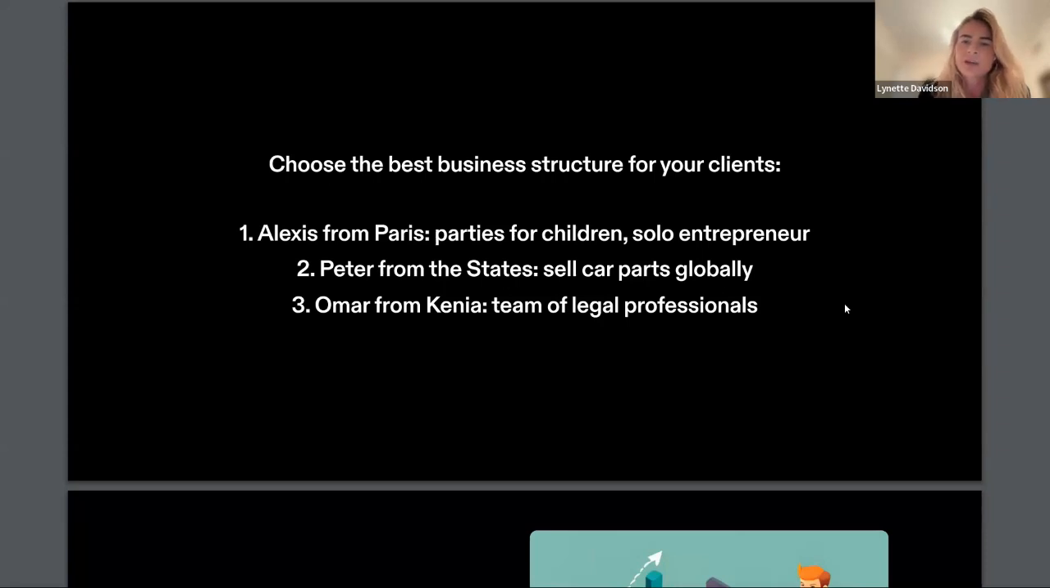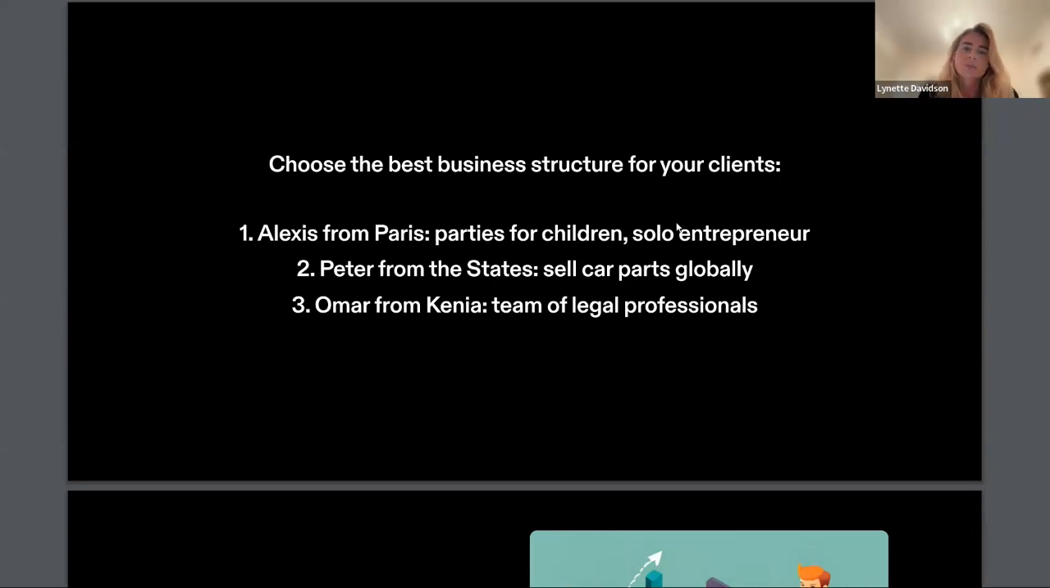Why? Because Peter will be selling car parts on a global level. That means that he has a risk, or the business has a risk. If he would determine to set up a partnership, that will make him liable for the failure of the business, because there is no limited liability. A car part can fail, which means he will be held personally liable for any debts of the company. So that's the reason why a corporation or LLC could be more interesting.